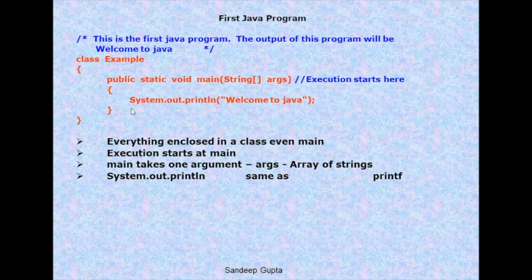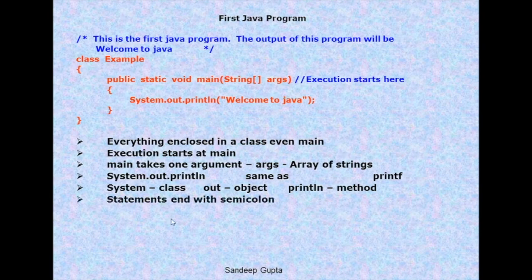Okay. Now keep one thing in mind, that when you write system.out.println, this system is the name of a class, out is the name of an object, and println is the name of a method. So once again, later on in the chapter of classes and objects, I will teach you in great detail what is a class, what is an object. For time being, you just have to remember this. System is a class, out is an object, println is a method. And just like C language, almost all the statements in Java end with a semicolon. So that is what you see over here.